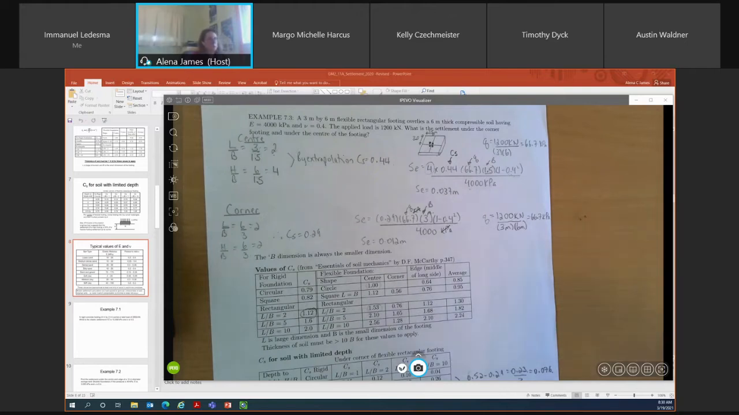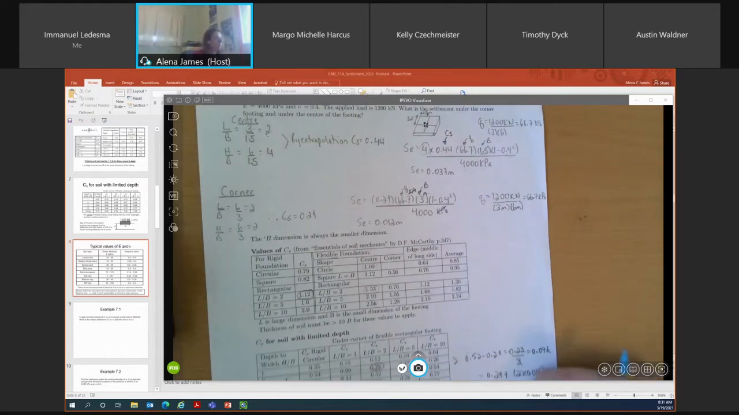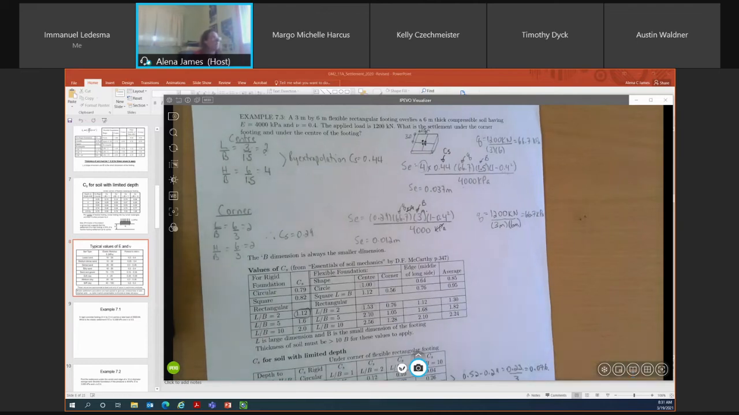So there's two components to the question. The first one is asking what is the settlement under the corner of the footing, and what is the settlement under the center of the footing. So we're going to start with what is the settlement under the corner of the footing. If we look at this problem here, our foundation is 3 meters by 6 meters.